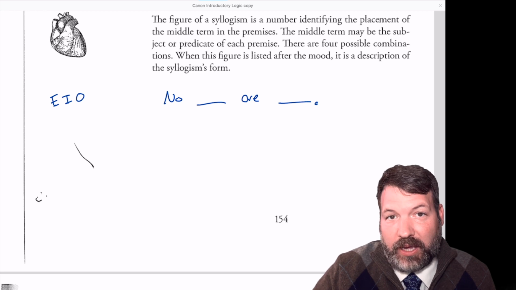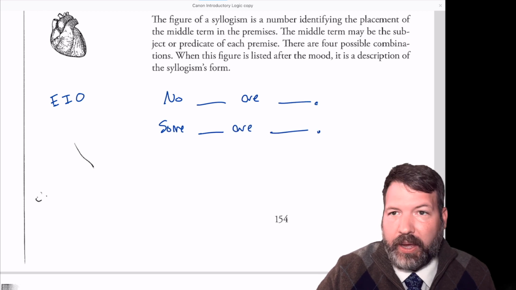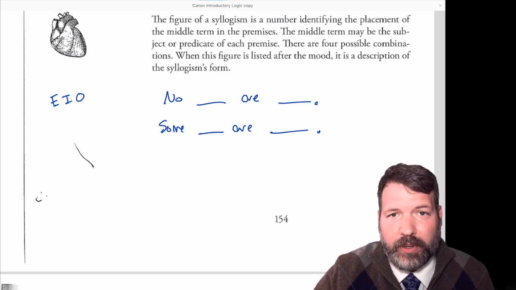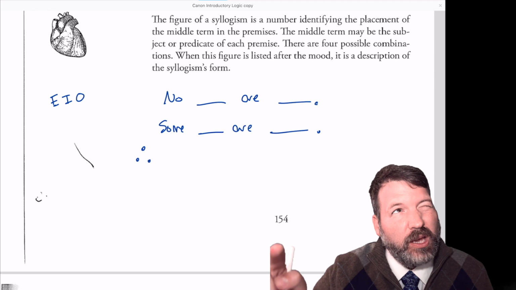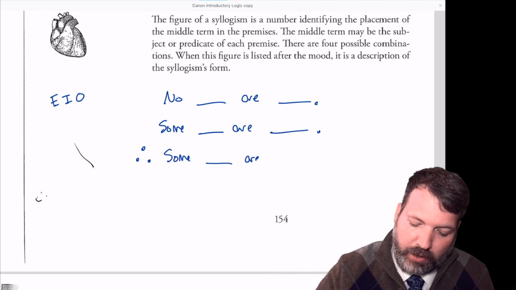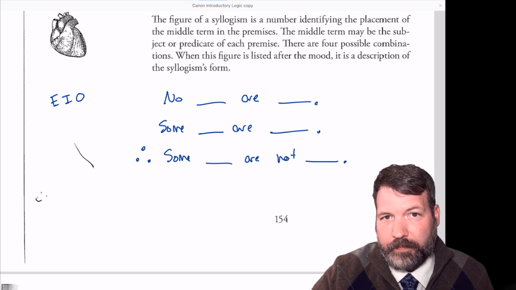And then an I statement should be our minor premise. What was an I statement? Some blank are blank. And then finally, our conclusion looks like it's supposed to be an O statement. We put our three dots, and then an O statement on the square was some blank are not blank. And that's our O statement.